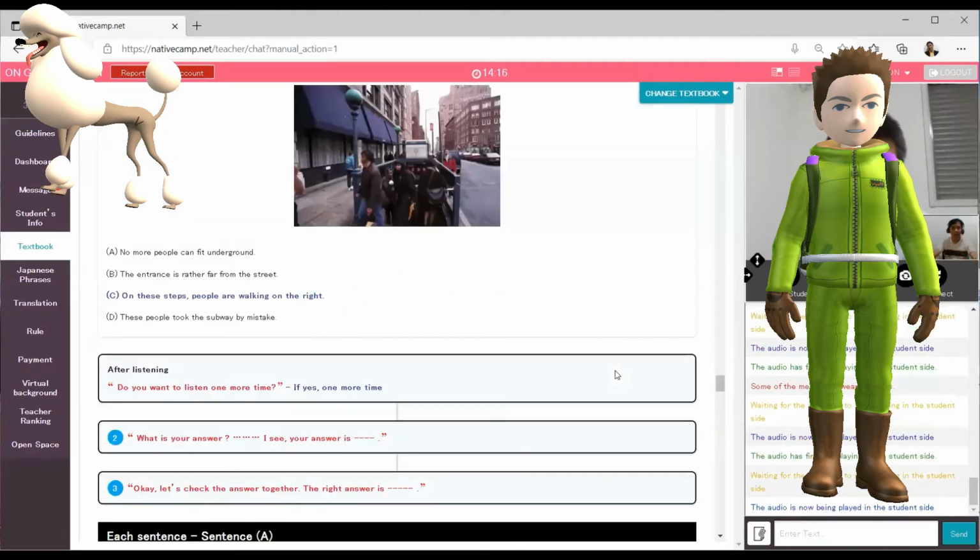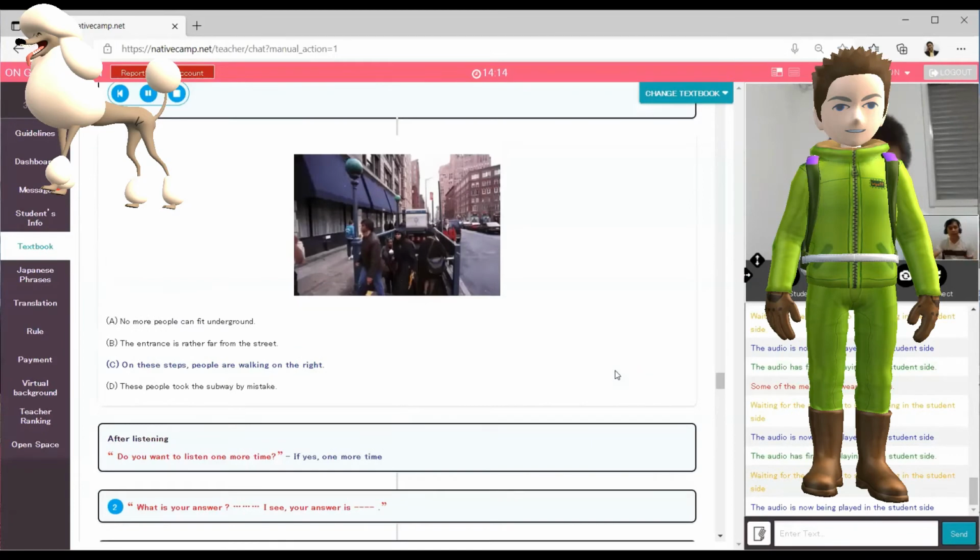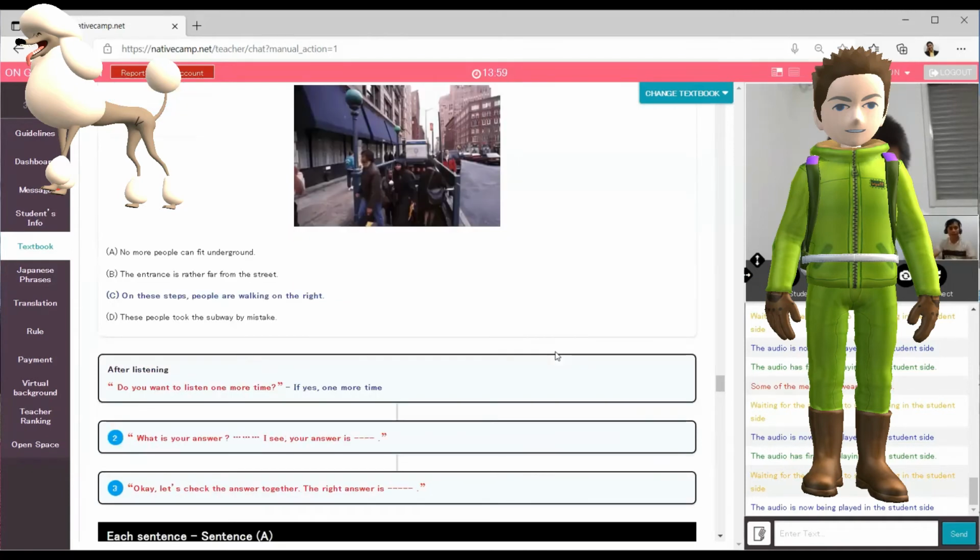Look at the picture on your screen. A. No more people can fit underground. B. The entrance is rather far from the street. C. On these steps, people are walking on the right. D. These people took the subway by mistake.